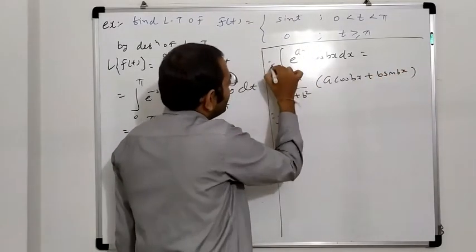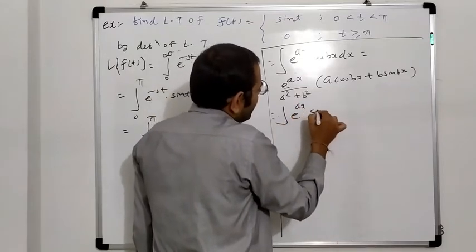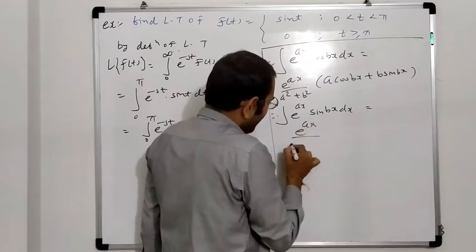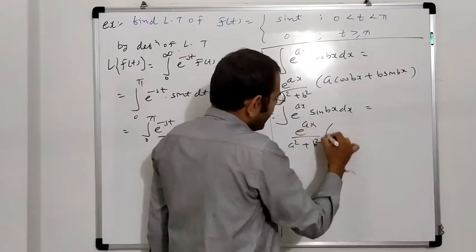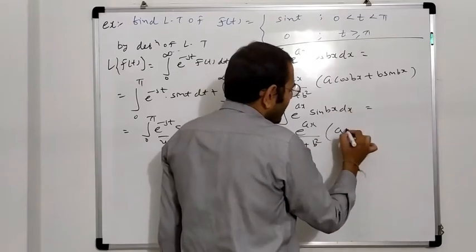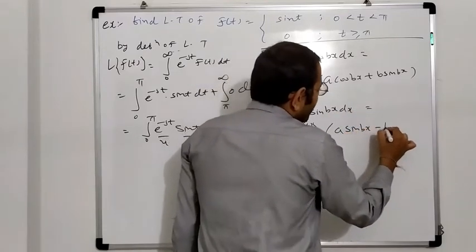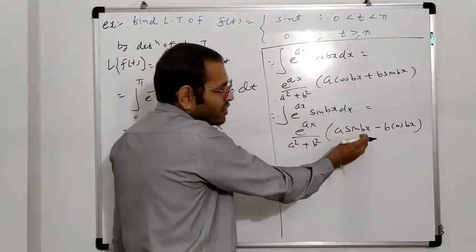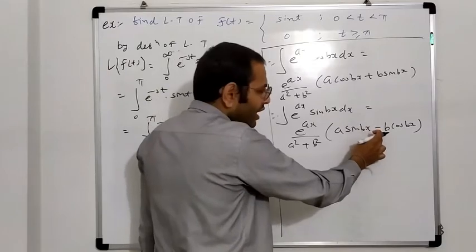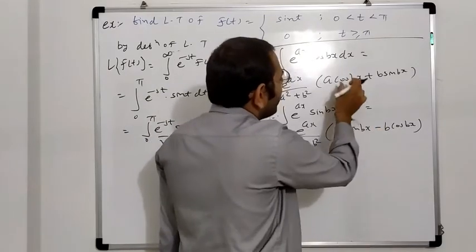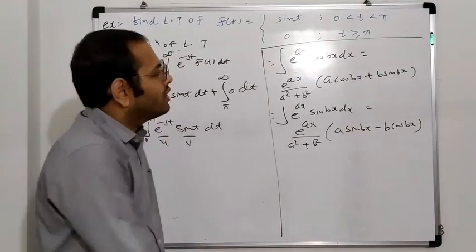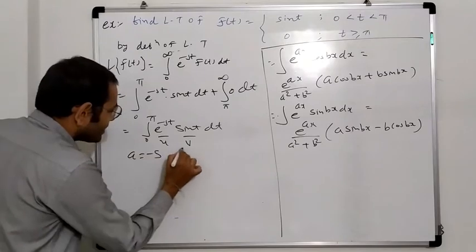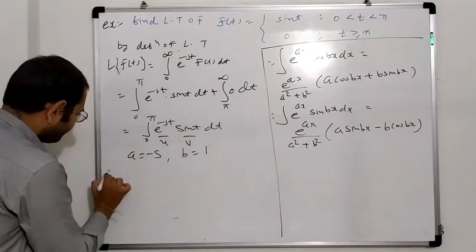Similarly, the second formula is the integral of e raised to ax sin bx dx equal to e raised to ax upon a square plus b square, into (a sin bx minus b cos bx). Here it is sin, so the middle term has a negative sign. If here it is sin, then first we use sin, and the sign is negative. If here it is cos, then we first use cos then sin, and the middle term has a positive sign. Then here a equals minus s and b equals 1.